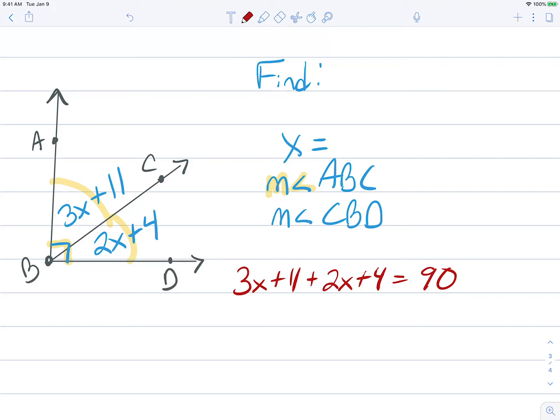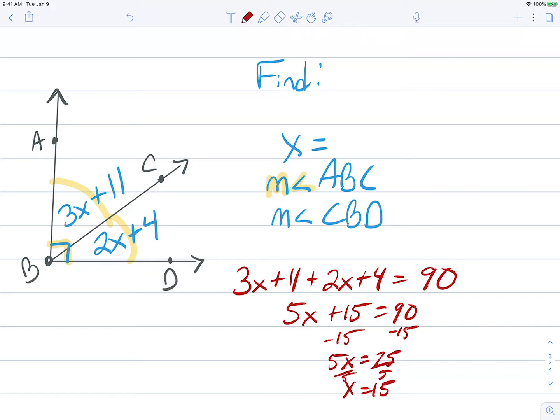So if I were to solve this, I would first combine like terms. 5x plus 15 equals 90. Then I would subtract 15 from both sides. I would get 5x equals 75. I would divide both sides by 5, and I would get x equals 15, which is our first answer. What is x? Now to figure out the rest of them, the measure of ABC.